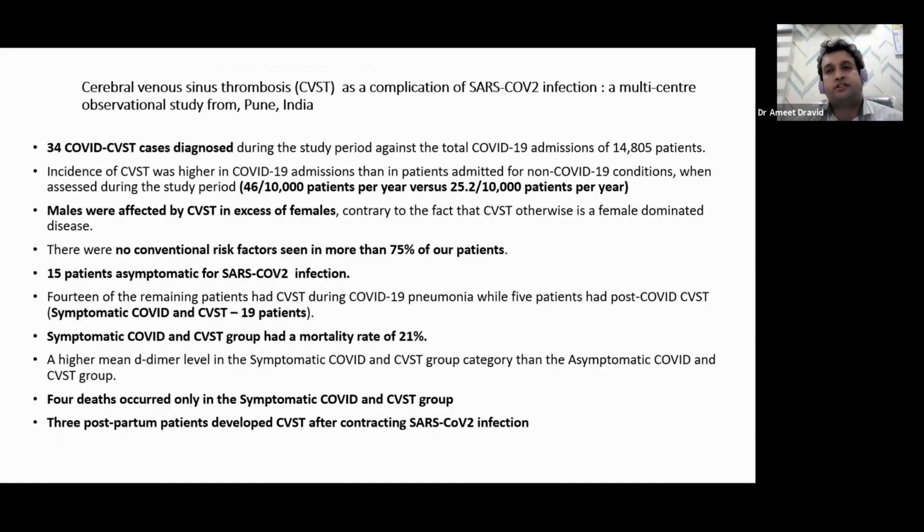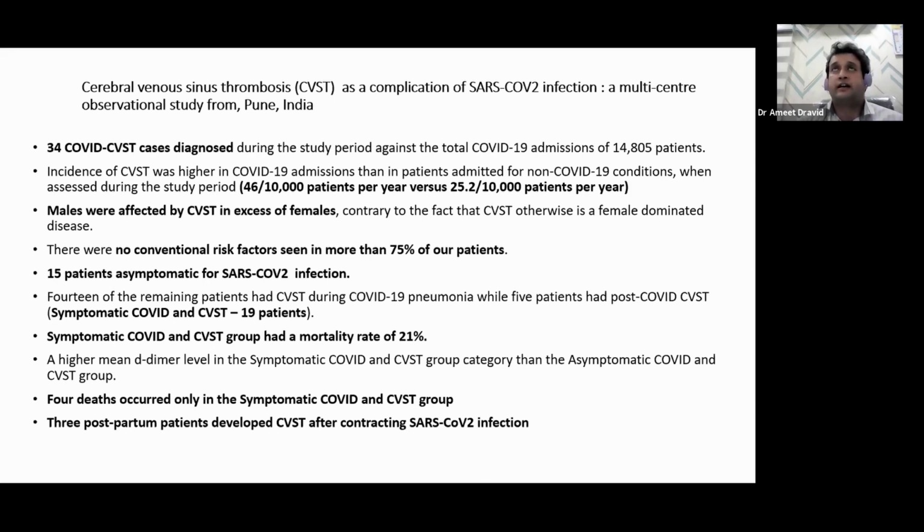Moving on to other studies which we have done at our center, this is the first study which talks about cerebral venous sinus thrombosis as a complication of SARS-CoV-2 infection. This is a multi-center study involving 5 hospitals from Pune, where we looked at 34 COVID-associated cerebral venous sinus thrombosis cases amongst 14,805 patients admitted with COVID. We found that the incidence of CVST was higher in COVID-19 admissions as compared to non-COVID conditions. The incidence was 46 cases per 10,000 patients per year versus 25.2 cases per 10,000 patients per year.